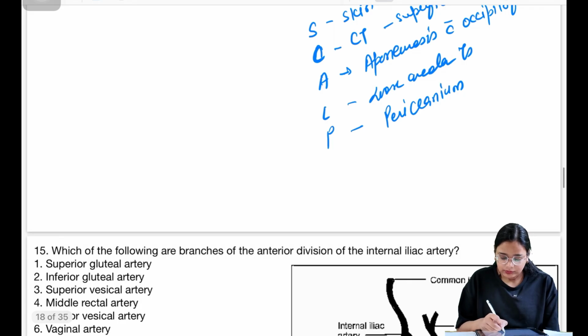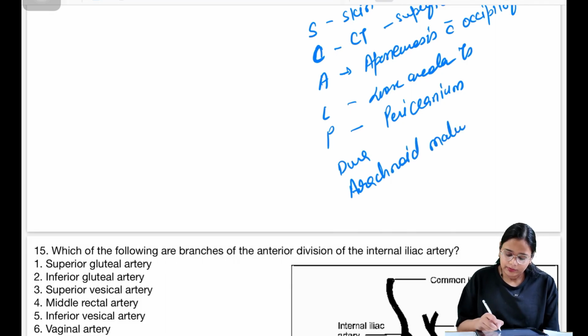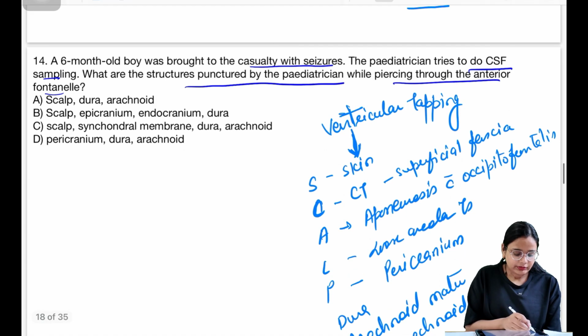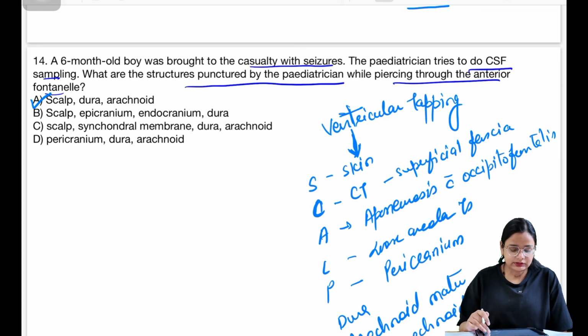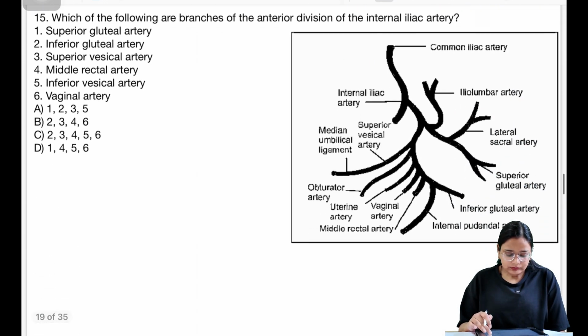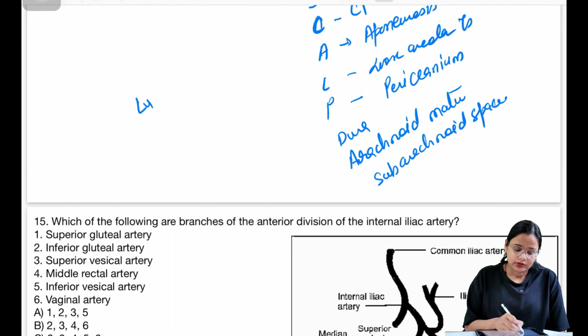After pericranium we have dura mater, and then we have arachnoid mater. After piercing arachnoid mater, we have subarachnoid space. In subarachnoid space we have CSF. So the correct answer will be scalp, dura, and arachnoid. Scalp, epicranium, endocranium, no. Scalp, synchondral membrane, dura, no. Pericranium, dura, no. So the correct answer will be scalp, dura, and arachnoid. Along with this, you also have to remember the layers punctured during lumbar puncture.